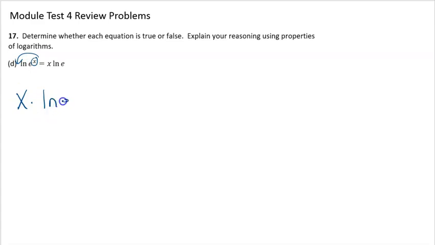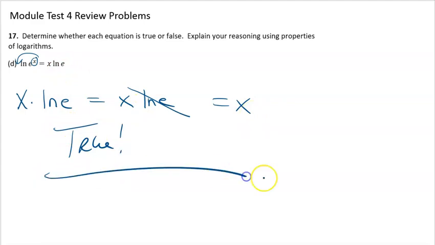Forgot to write the n. There we go. Is definitely equal x times natural log of e. They're the same. Now it turns out that's just x, right? No, that's just x. So these cancel, and that gives me x. But it didn't even ask that. It just asked if these were true, and they are definitely true.